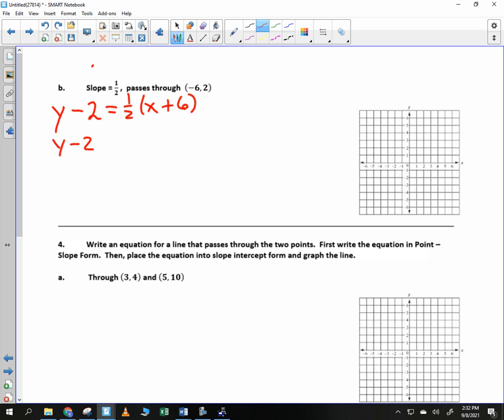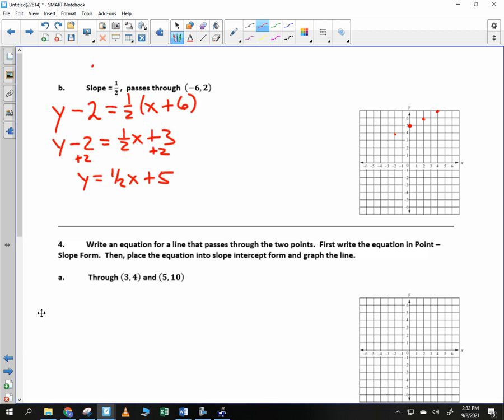y minus 2 is, I have 1/2 times x is 1/2 x, and 1/2 times 6 is 3. If I add the 2 to both sides, I get y is 1/2 x plus 5. So it appears, from what I'm doing right here, I have a positive 5 and 1/2 x. That means I rise 1 and I run 2.